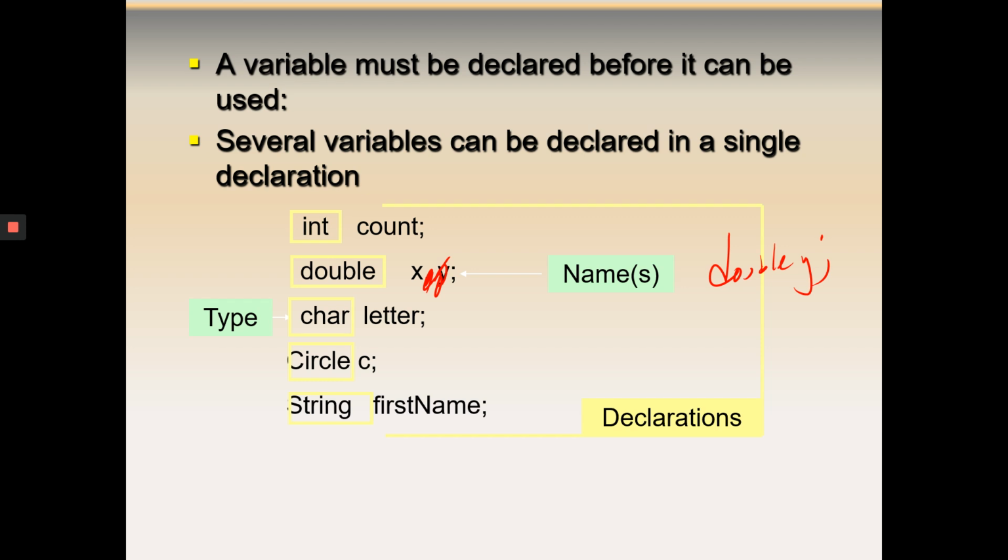So double X, double Y, char C, circle. This is, again, holding a memory location for a circle object. So there's your object reference. The same thing for strings. So these are all declarations. Nothing has been stored in these memory locations. It just sets aside enough space in memory to store something in there once we determine what it is.